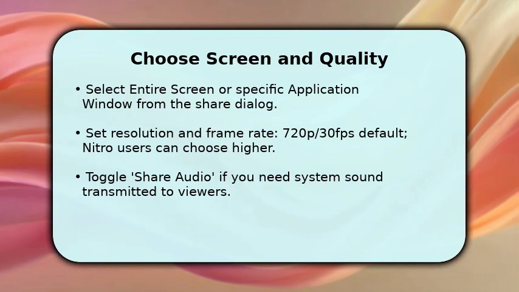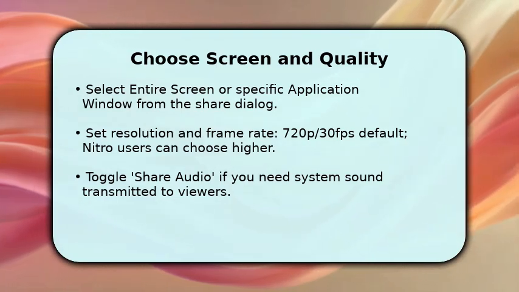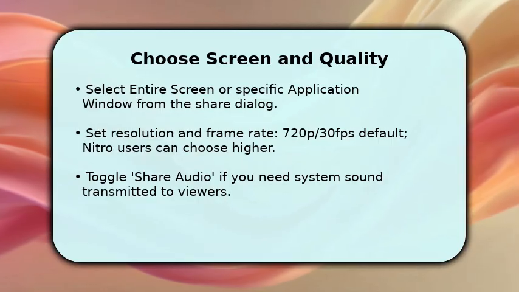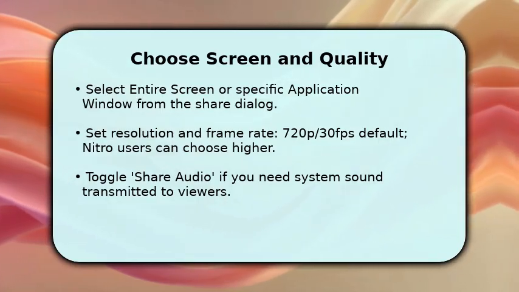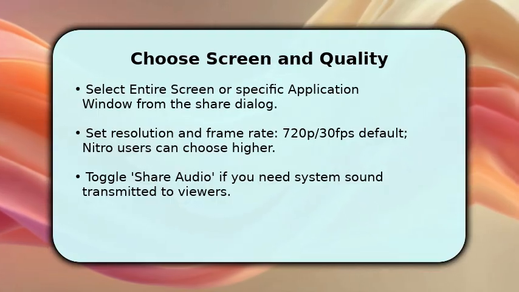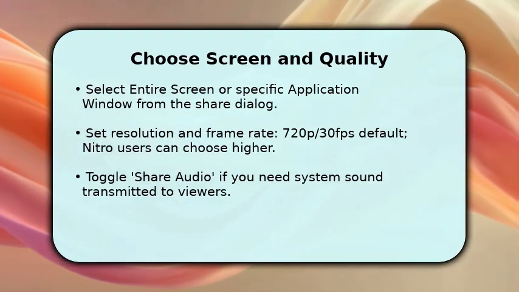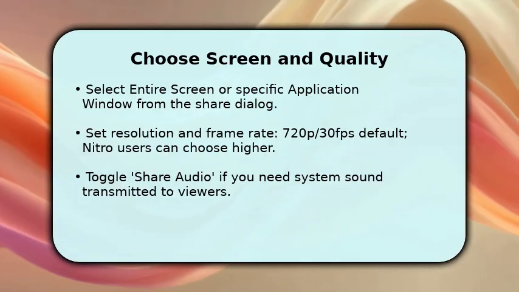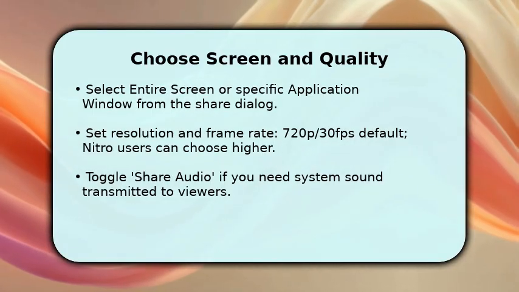Once you click Share, pick between an entire screen or a specific application window. Entire screen is simpler, window is cleaner. Make sure to set resolution and frame rate, lower them to reduce bandwidth if viewers lag, or increase if your connection supports it. Nitro users may unlock higher options.